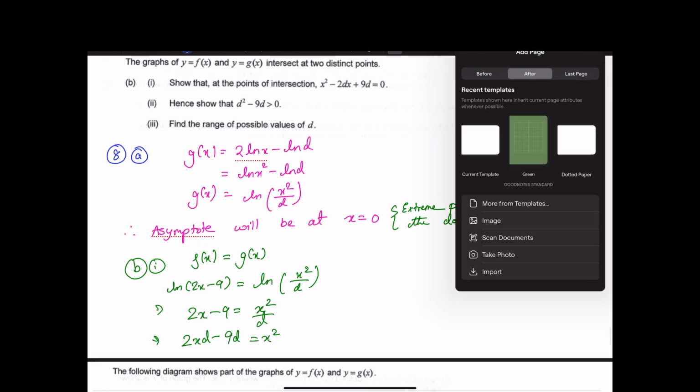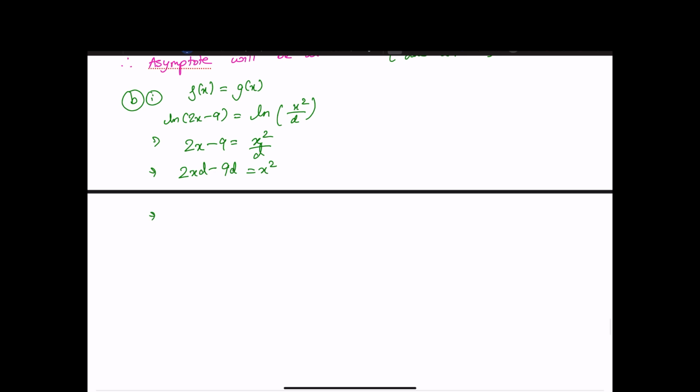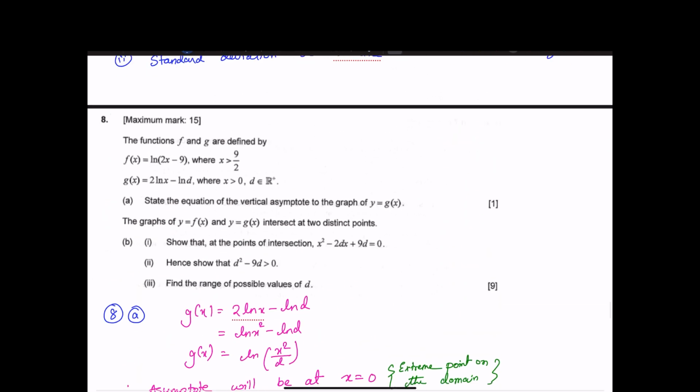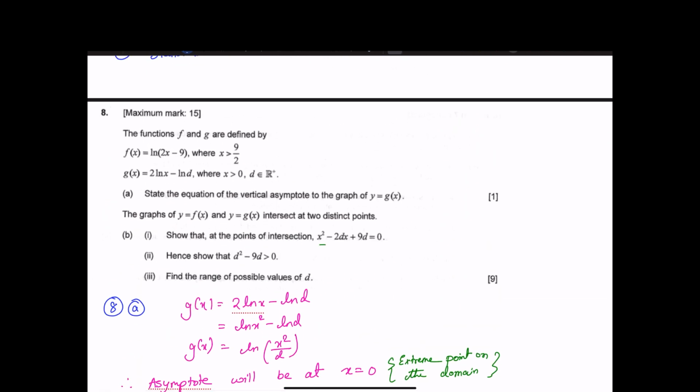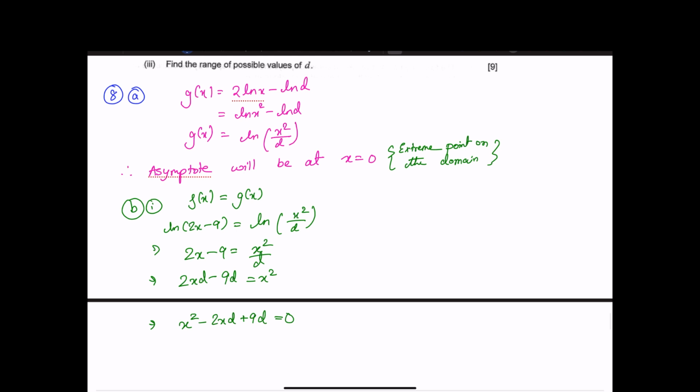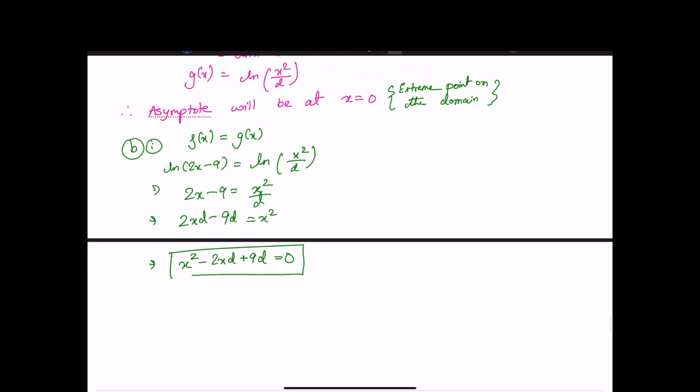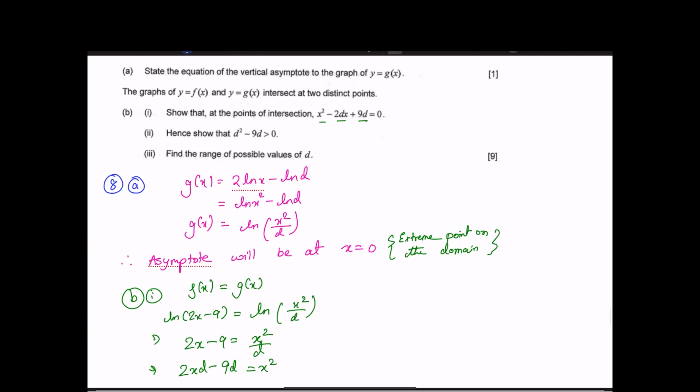I have to add a page here. Done. So if I bring everything to the right-hand side and flip the equation, I'll get x squared minus 2xd plus 9d equals 0. And does this match? Yeah, x squared minus 2dx plus 9d, same thing. So yeah, hence proven. We have successfully proved this equation.